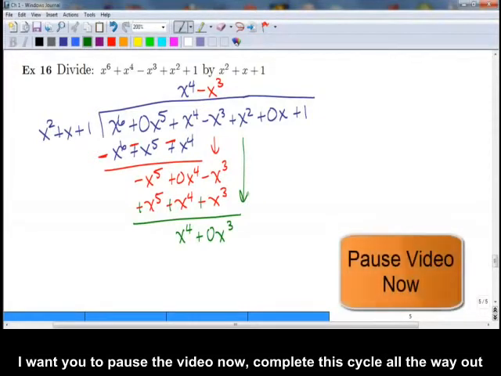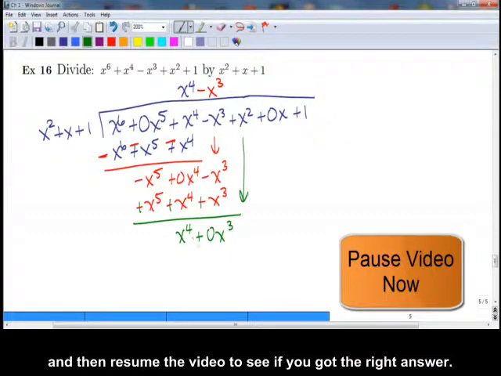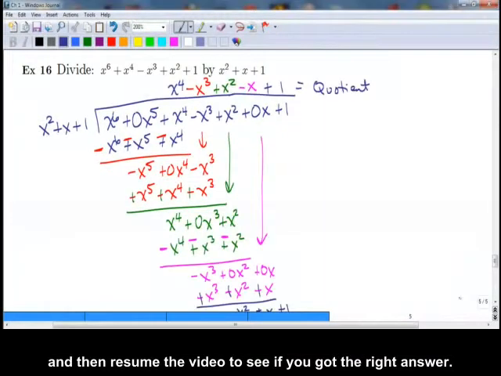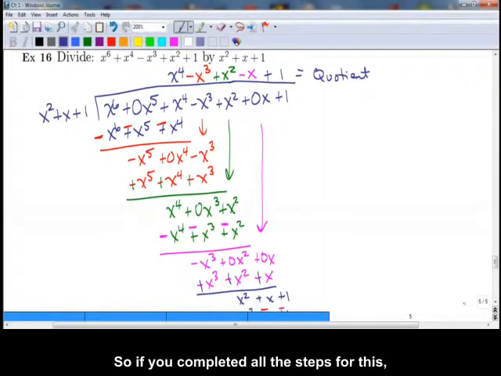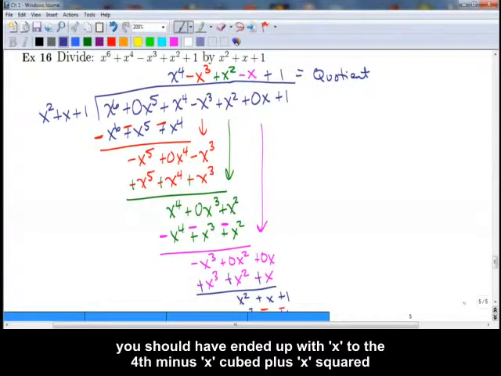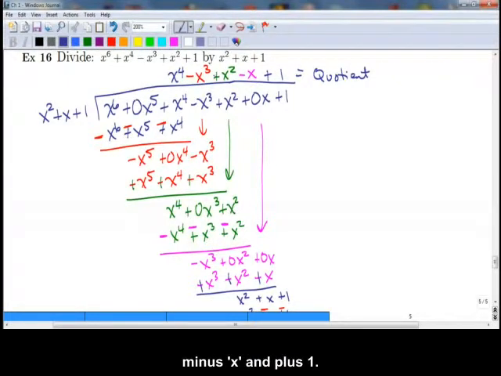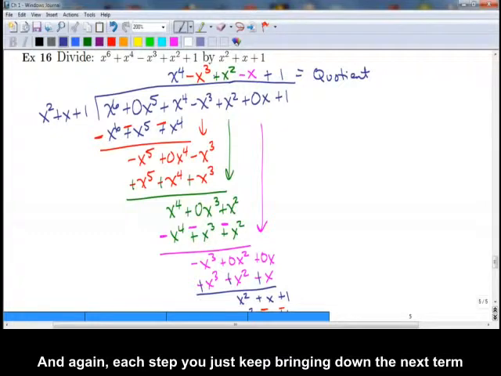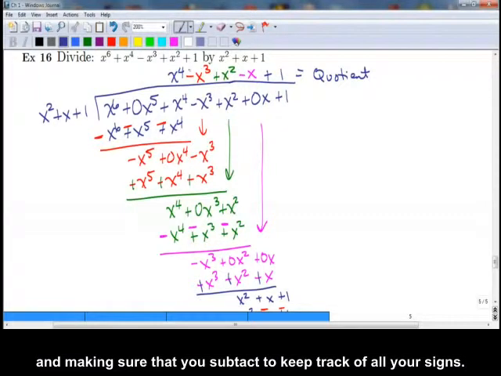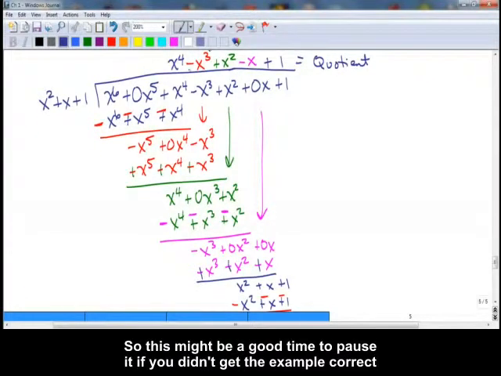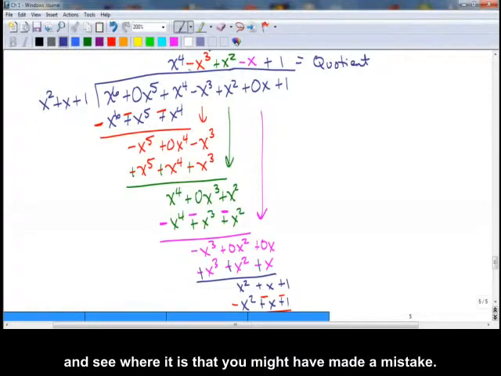I want you to pause the video now, complete this cycle all the way out, and then resume the video to see if you got the right answer. So if you completed all of the steps for this, you should have ended up with x to the 4th minus x cubed plus x squared minus x plus 1. And again, each step you just keep bringing down the next term and making sure that you subtract to keep track of all your signs. So this might be a good time to pause it if you didn't get the example correct and see where it is that you might have made a mistake.